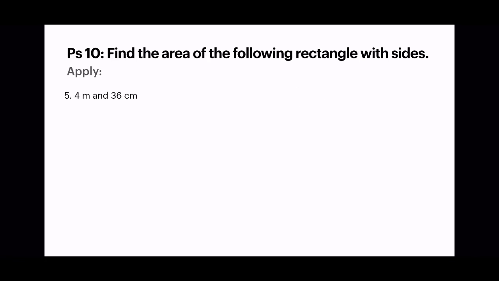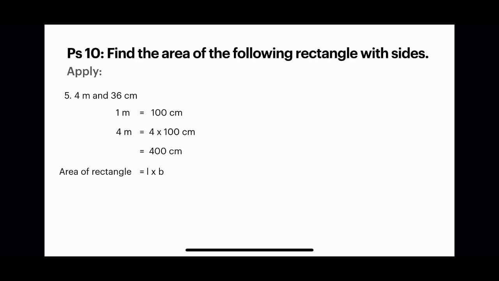Problem set 10. Find the area of the rectangle with the sides given. So apply part. Let us see the fifth sum. The fifth sum, given sides are 4 meters and 36 centimeters. Note that two different units have been given. So first convert them to the same unit. 1 meter is equal to 100 centimeters. So 4 meters is equal to 4 into 100 centimeters, which is 400 centimeters, which happens to be the length of the rectangle. And so now the area of a rectangle is L into B, which is 400 into 36, which is 14,400 centimeters squared.